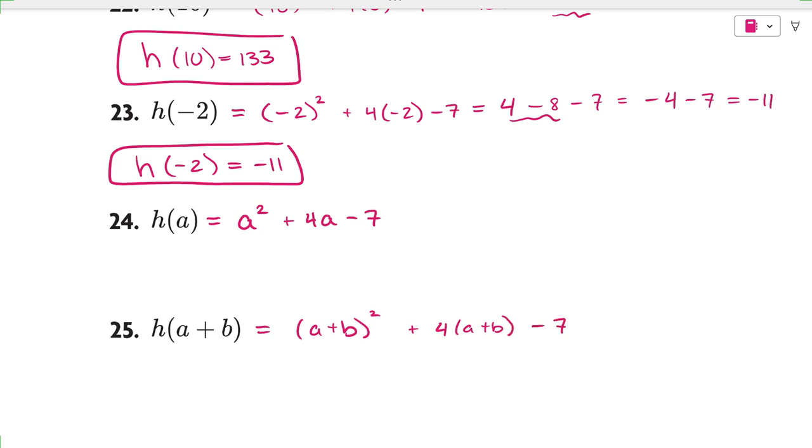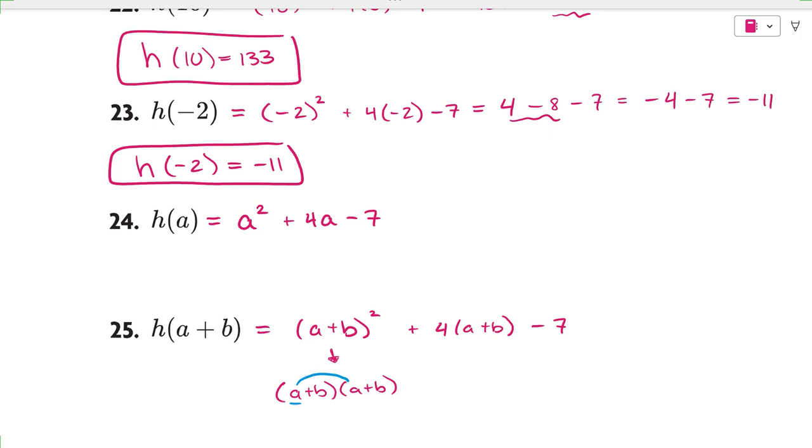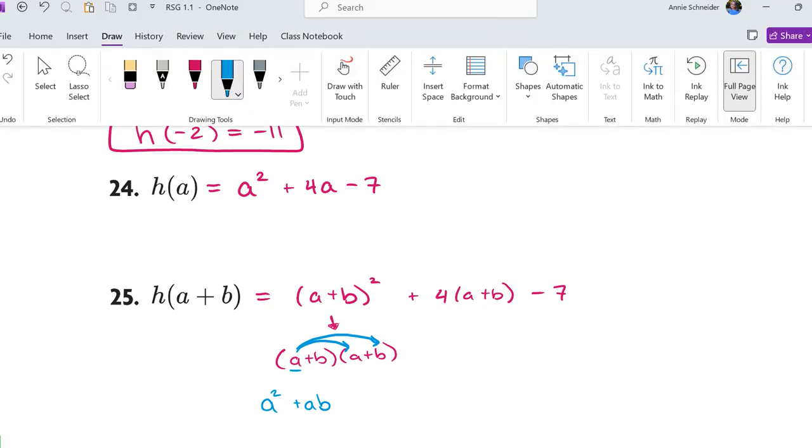So this one, I'm going to do vertical, because this is a super common mistake that I see. I see a lot of people see this, and they write a squared plus b squared. But we can't just distribute that 2. What that 2 means is it's a plus b times itself. A plus b times a plus b. So we actually have to make sure we're distributing every term in this first set of parentheses to every term in that second set. So I'm going to do a times a is a squared. And then a times b is plus ab.